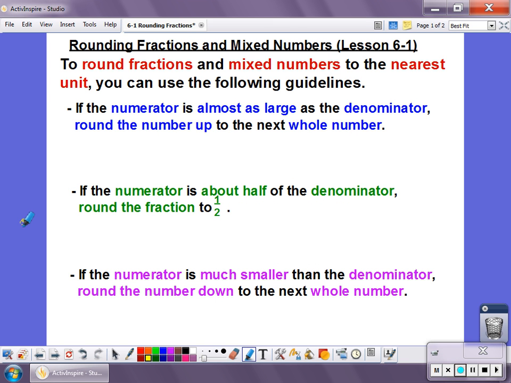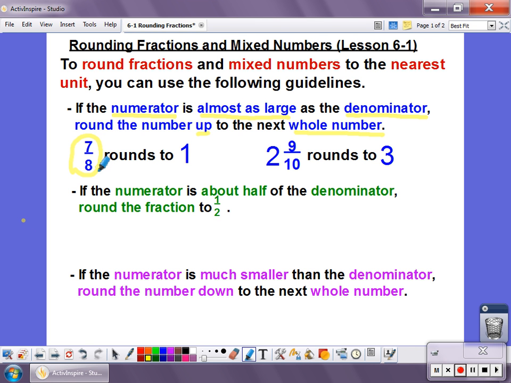When you're rounding fractions and mixed numbers to the nearest unit, you want to use the following guidelines. If your numerator is almost as large as your denominator, then you're going to round up to the next whole number. For example, if you have a number like 7/8, 7, your numerator, is almost as big as 8, so you would round that up to the next whole number, which is 1. In the situation 2 and 9/10, 9 is almost as big as 10, so that would round up to 3.